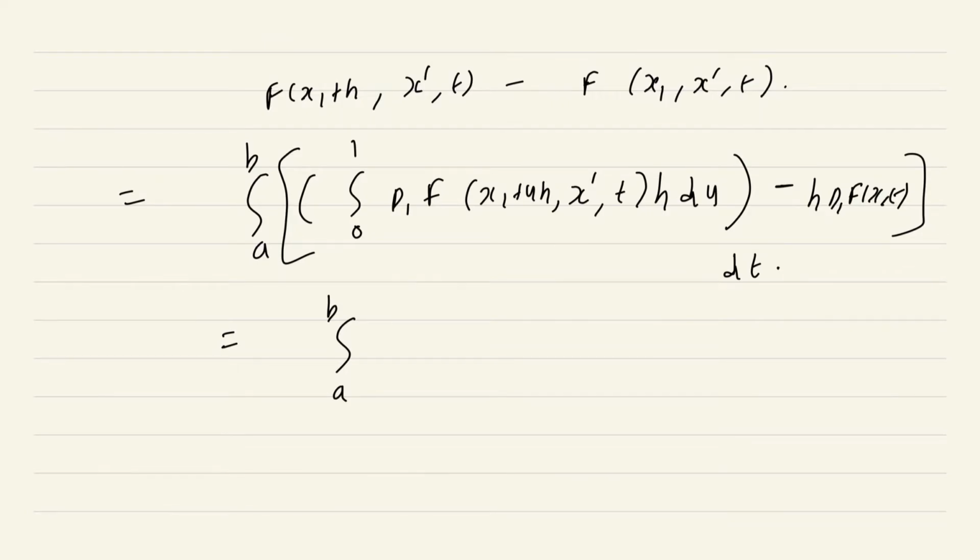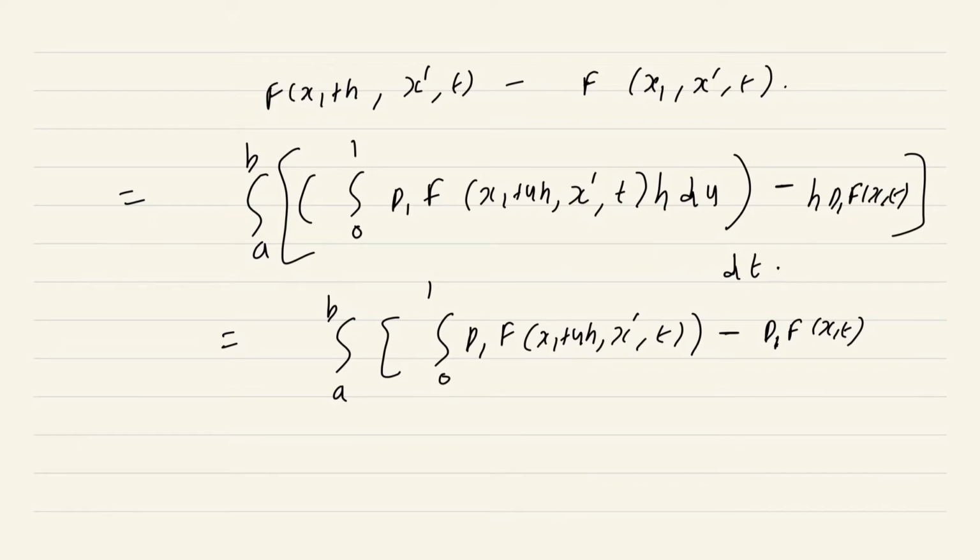Now I'm going to bring that second term h d1 f xt also inside, noting that there is no u dependency there. I can write this as integral 0 to 1 d1 of f x1 plus uh comma x prime comma t minus d1 of f of xt, this whole thing h du dt. I can do this because there is no u dependence on the second function, so I may as well integrate with respect to u. Note that I'm integrating from 0 to 1, so it's the same as just writing h d1 f xt. Integral 0 to 1 h d1 f xt du is same as just h d1 f xt.